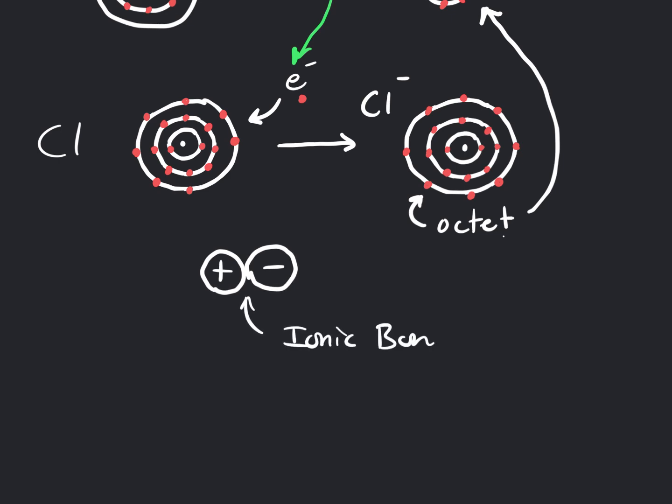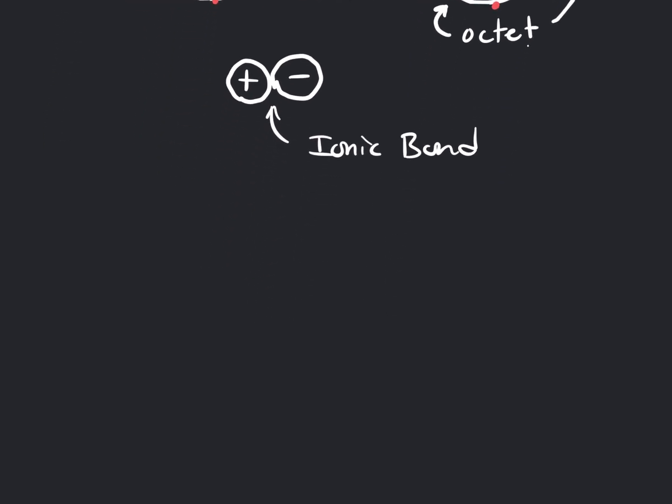None of what I just told you is new to you. We've already talked about ionic bonds, but I wanted to say it again because we're going to contrast this ionic bond to a new kind of chemical bond that we're now going to introduce. This new chemical bond is called a covalent bond.